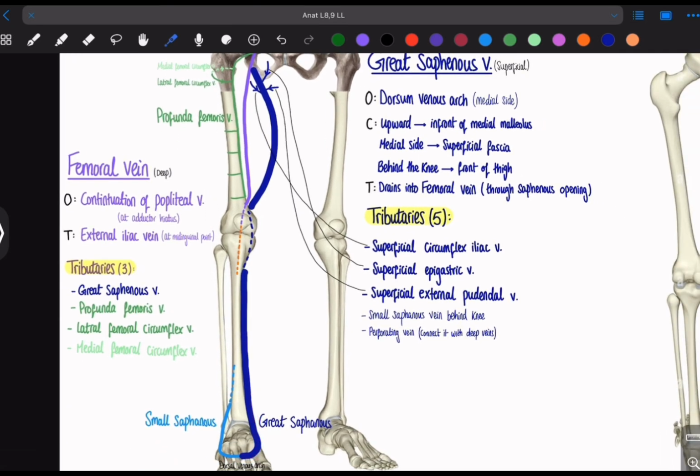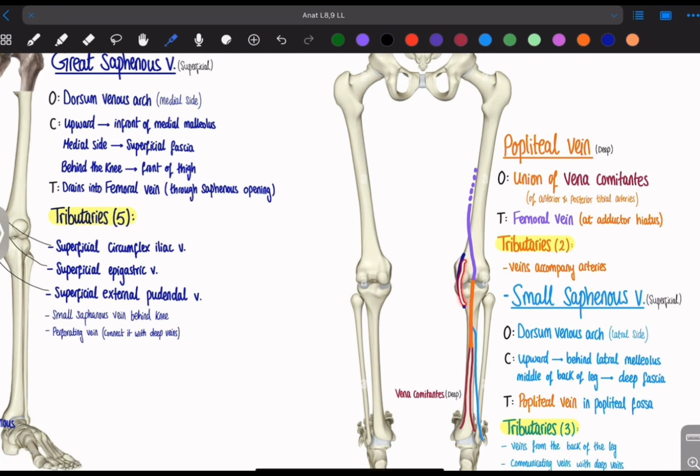Where is it going to go? First, it's going to ascend upward in front of the medial malleolus. Okay, it's going to go in front of the medial malleolus. And then it's going to continue up all the way in the superficial fascia, all the way to the knee. Once it reaches the knee, it's going to go behind the knee. So these dotted lines mean it's behind, on the posterior side. So we can see here, it's going to go on the posterior side.